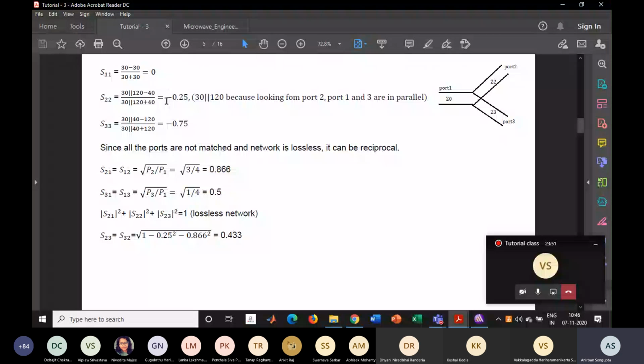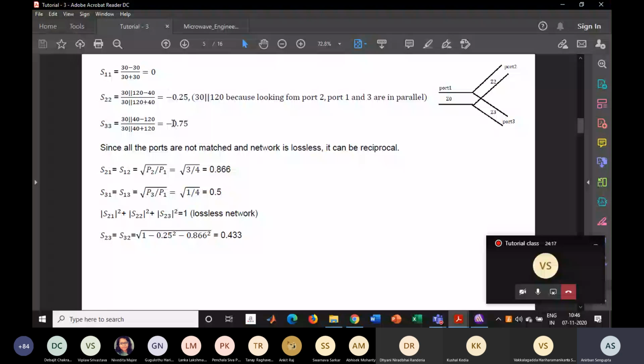And in the same way, from the third port, if I look from port 3 towards the junction, we will see that port 1 and port 2 are in parallel. So ZL will be 30 parallel 40, and putting that value into this equation, ZL minus Z0 by ZL plus Z0, we will find S33 is minus 0.75.